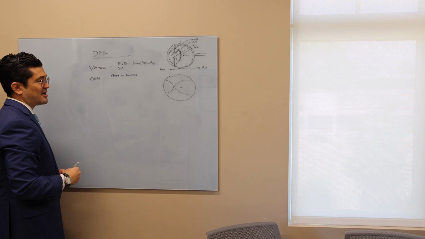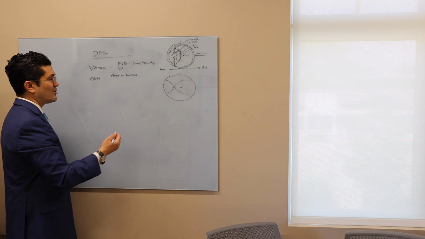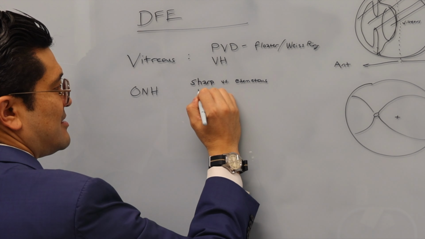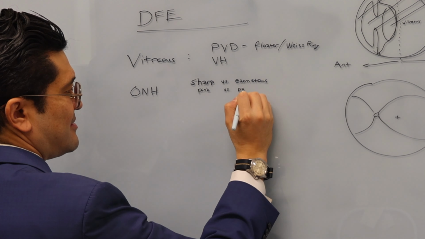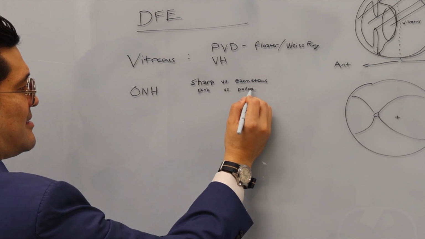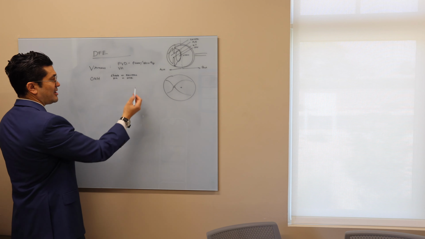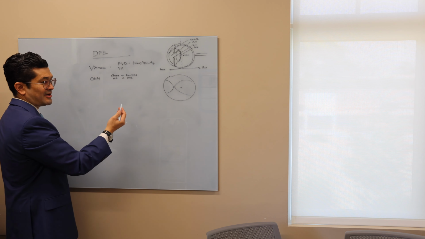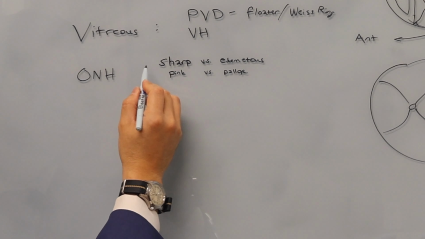We comment on the color. Is it pink? Is it healthy looking, or is it pallorous? And if it is pallorous, is it grade 1, 2, 3, 4? If it's swollen, how bad is it swollen? Grade 1, 2, 3, 4? So this is the appearance. This is the first part.